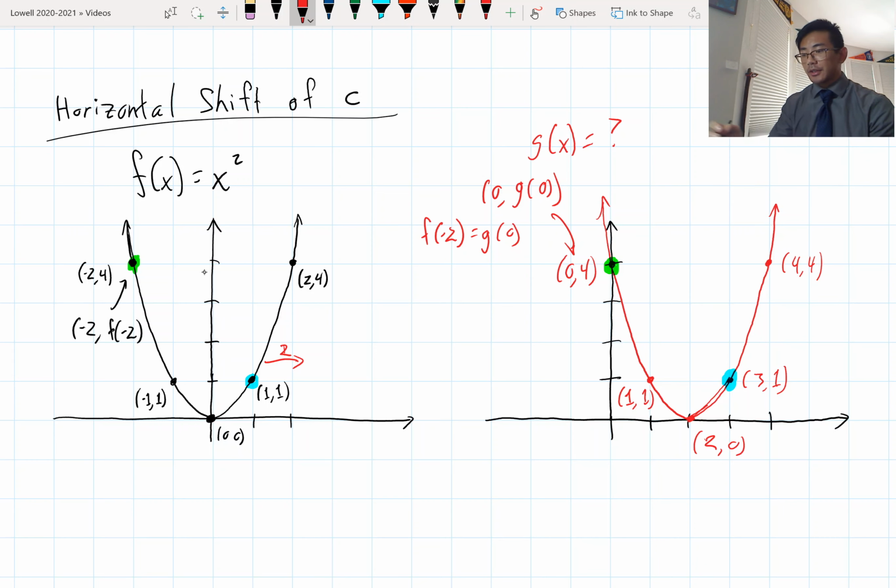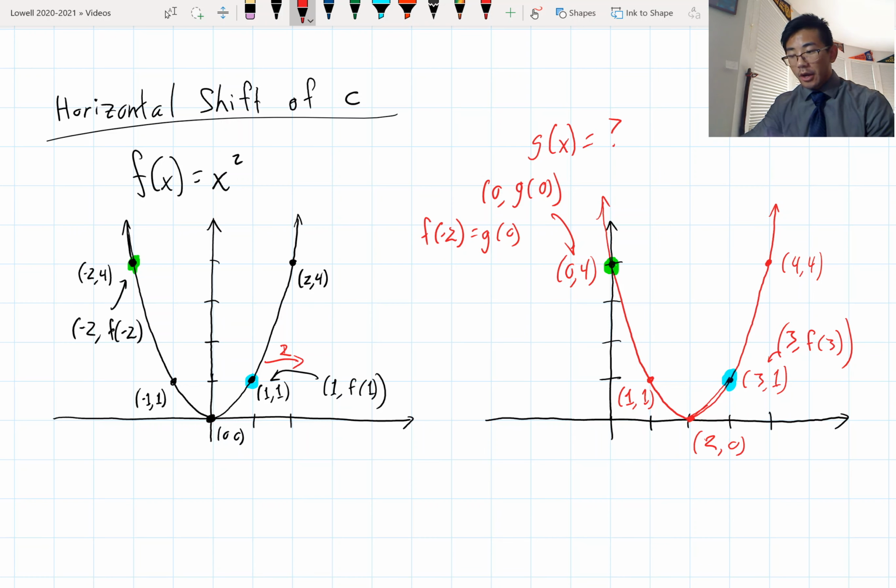If I do a similar thing on the blue dot over here, I have 1, comma, f of 1. And then over here, I have 3, comma, f of 3. Okay, but notice again that they have the same y value, or same output, and so I'll bring it down here a little bit. I know that that should be g. I know that f of 1 is equal to g of 3.